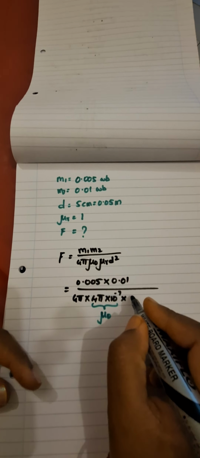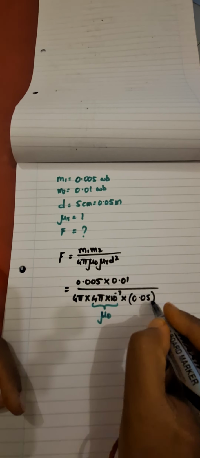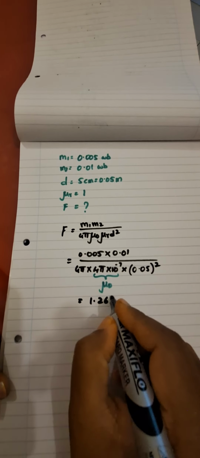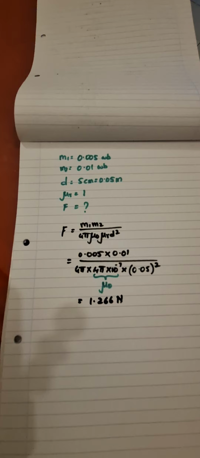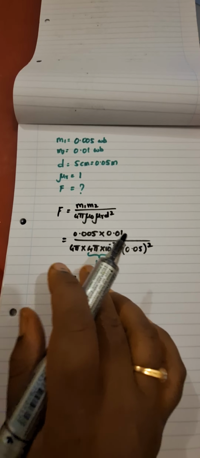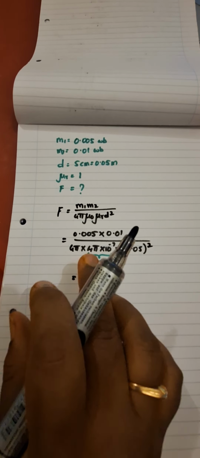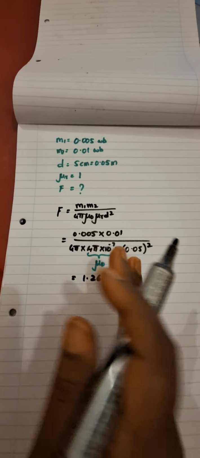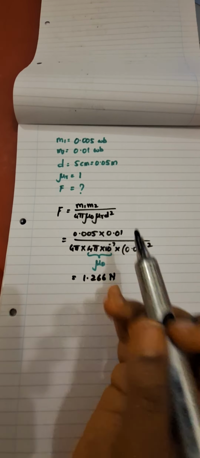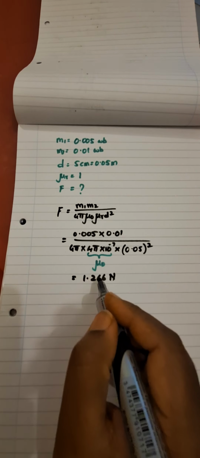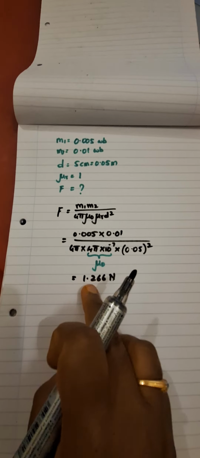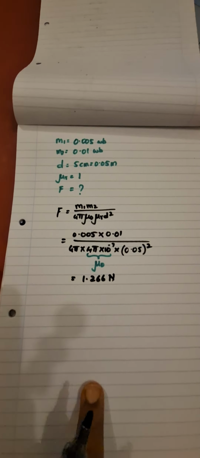Then distance is given as 0.05, but it is d square, so it is 0.05 whole square. If you calculate, you should get 1.266. That will be your answer. Since they asked to find the force between them with its nature, and the poles are of the same nature, either both south or both north, the force experienced will be repulsion only. So they are repelling. How much force is there between them to repel? It is 1.266 newtons. Okay, so that is the problem.